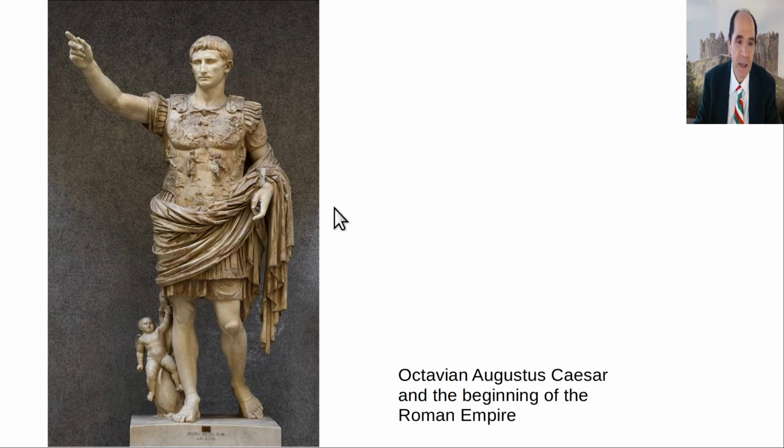Okay, here's Octavian, later Augustus Caesar, and he was the transition. Cicero and him transitioned between the Roman Republic, which is like the high point of Rome, to the Roman Empire. And he sort of gave the Senate the titles of power, but he himself kept the real power to himself.